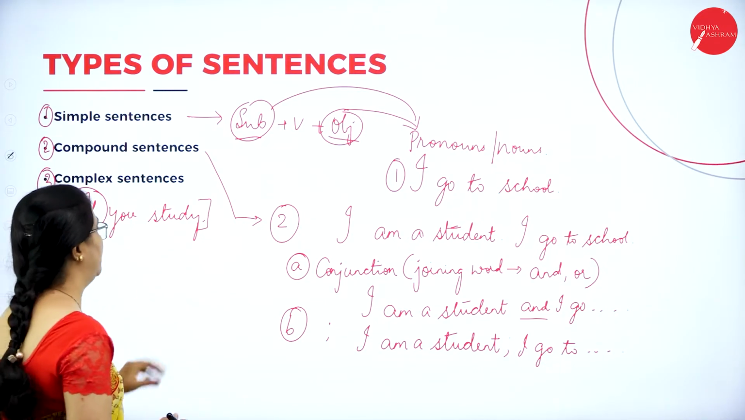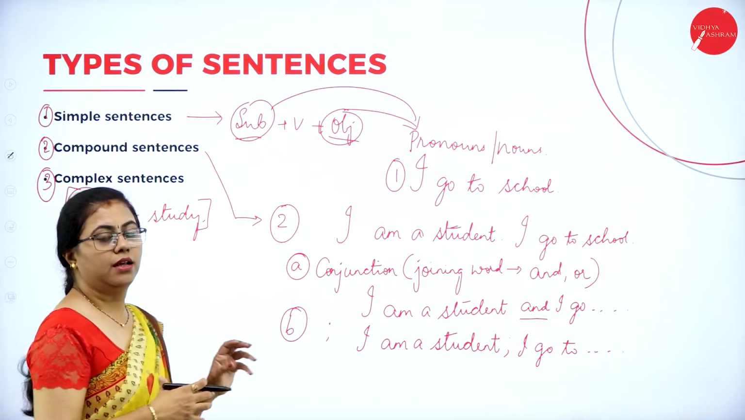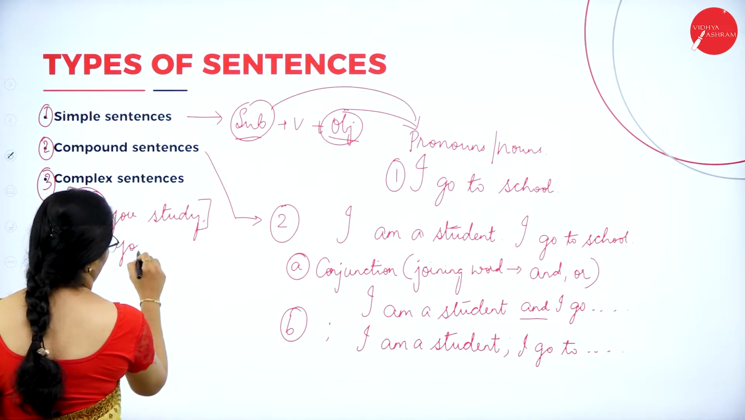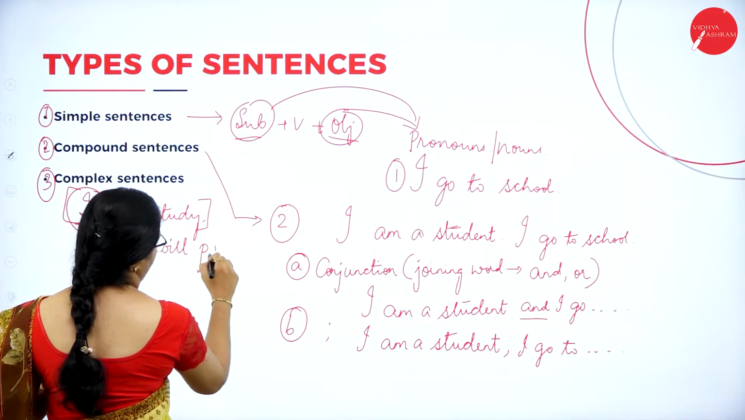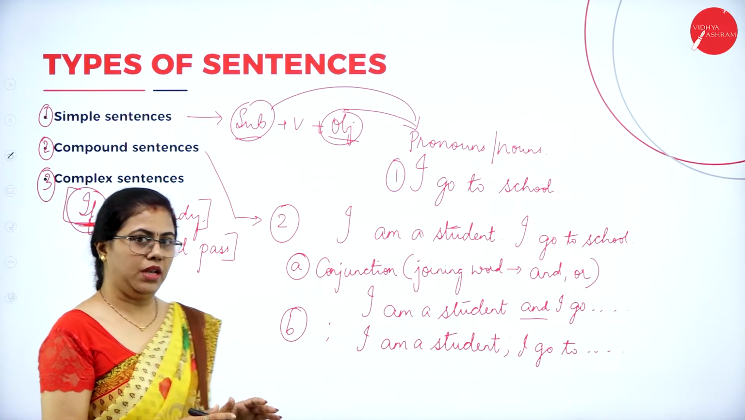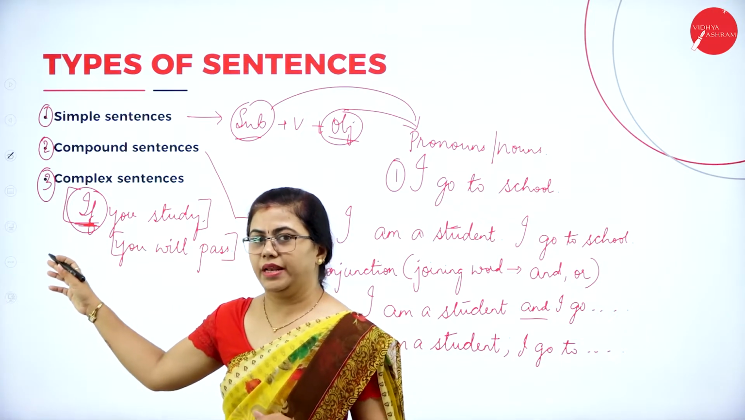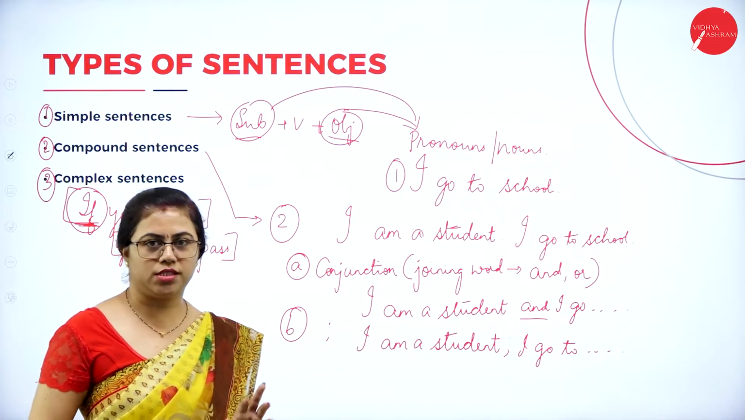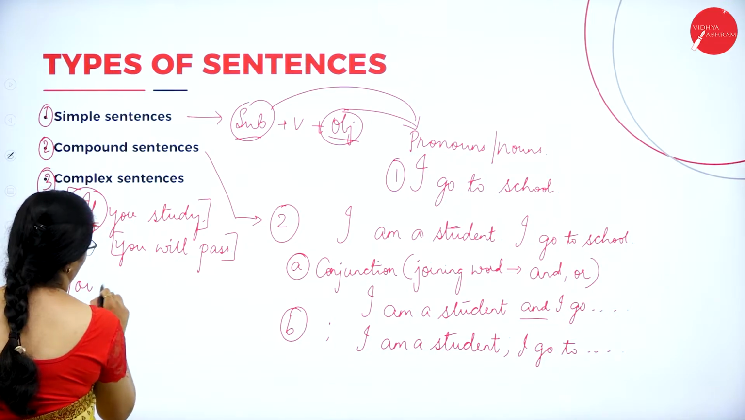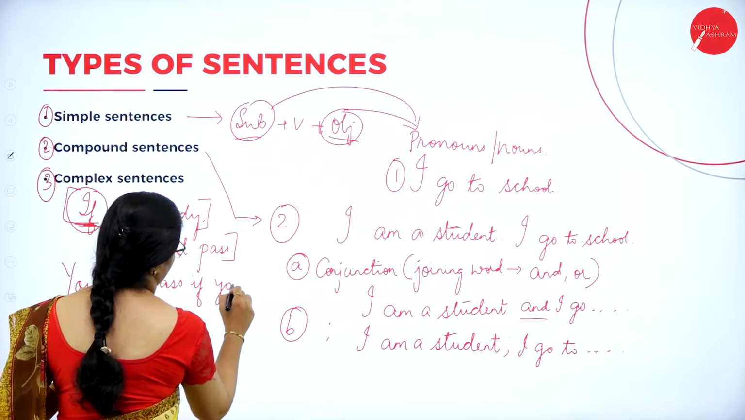To complete it, you will have another part which is called an independent clause. The part that completes the meaning is called an independent clause. So, if you study, you will pass. That's it. This independent clause is giving complete meaning. The other gives incomplete meaning, so that is the dependent clause. You can put the dependent clause first or later. You can put it like this also: you will pass if you study.